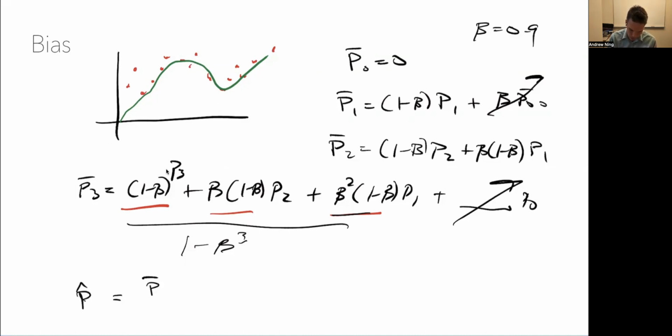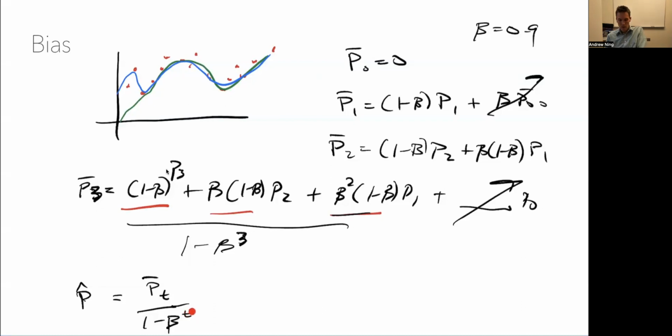The unbiased one is the average that I measure at, say, step T. Here, this is step 3, and I've got a 3 here. I divide by 1 minus beta to the T. Okay, this gives me what's called the unbiased estimate. And so if I do that, then I get kind of the right behavior at the beginning. This is really only important at the beginning.